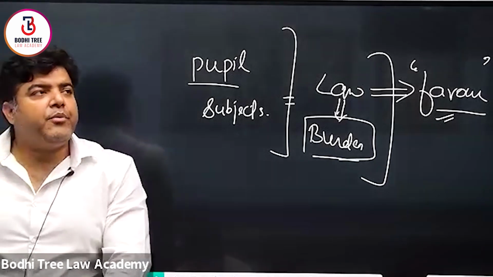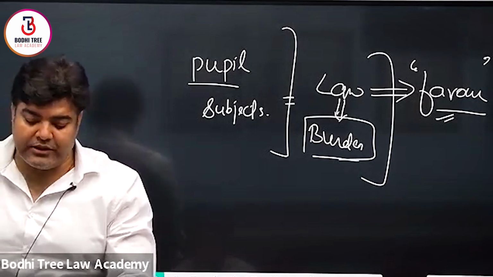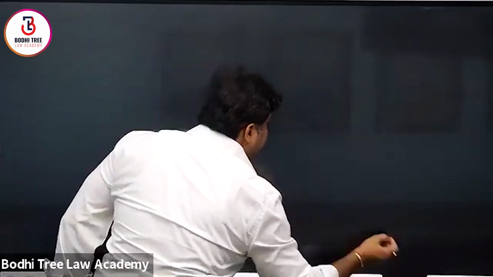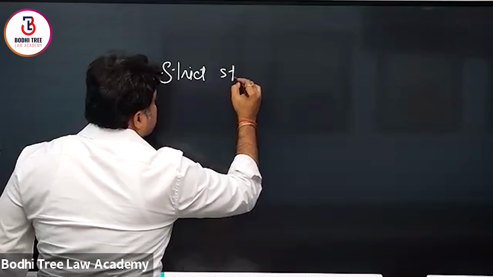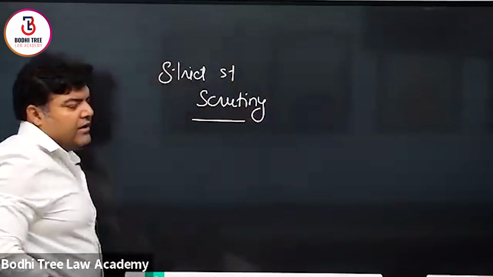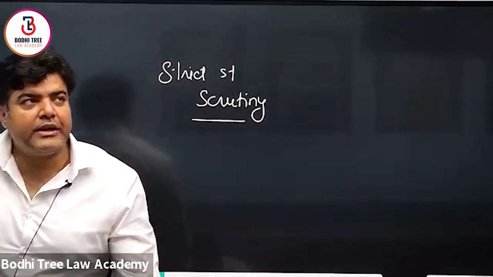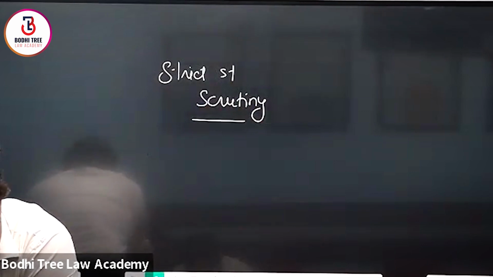ठीक है. रेसिडुआ में एक पॉइंट लिखो. जो हमारा इंटेलिजिबल डिफरेंशिया है ना, यूएस में इसी कंसेप्ट को स्ट्रिक्ट स्क्रूटनी बोलते हैं. यूएस में रीजनेबल क्लासिफिकेशन को बोलते हैं स्ट्रिक्ट स्क्रूटनी. The concept of reasonable classification is refined with reasonable or strict scrutiny. So reasonable classification is clubbed with strict scrutiny.